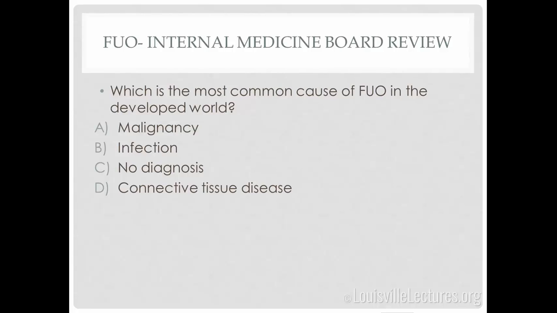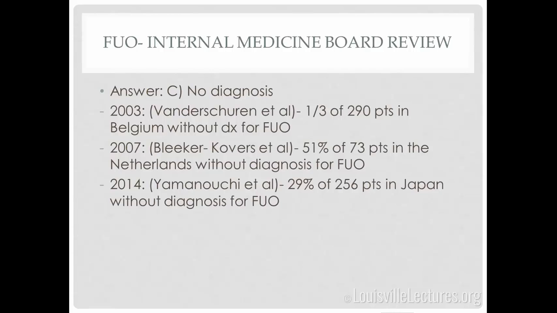All right, so just from the hands, most of you got it correct. So the answer is actually C, no diagnosis. So this is based on what? This is based on several case series where they looked at these cases and saw where we got a diagnosis and where we didn't. Several different people looked at this, and like in this series here in Belgium, a third of 290 patients had no diagnosis. In this series, it was more impressive. It was 50%, so half of these patients in the Netherlands without a diagnosis. And in 2014, we had another series from Japan with almost 30% of patients without a diagnosis.